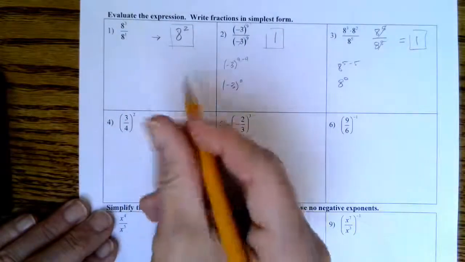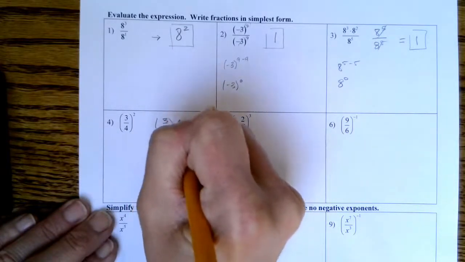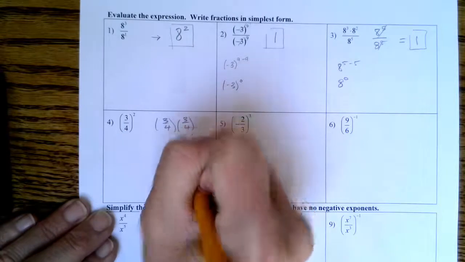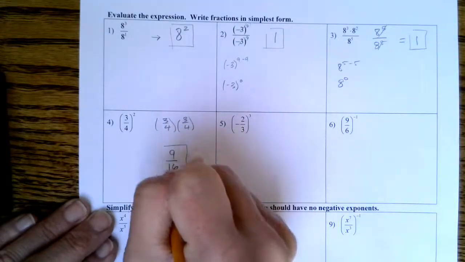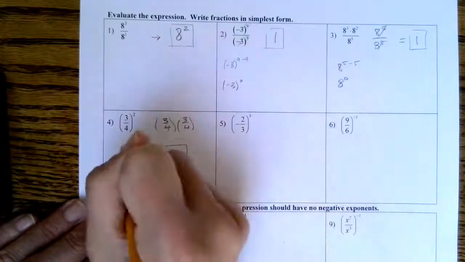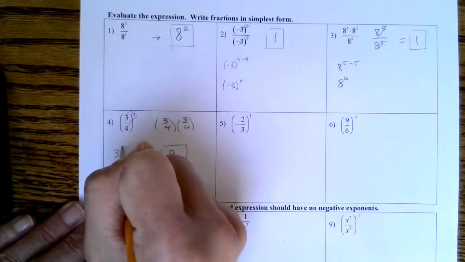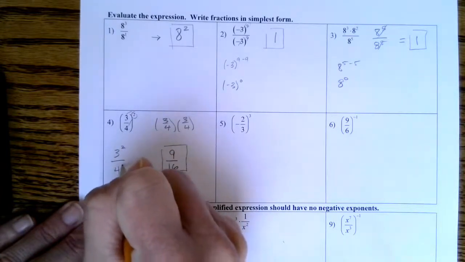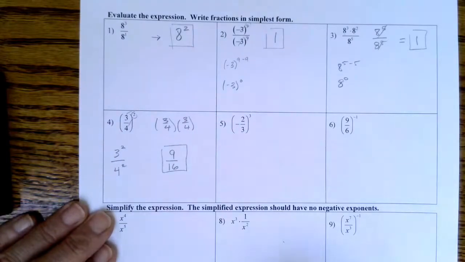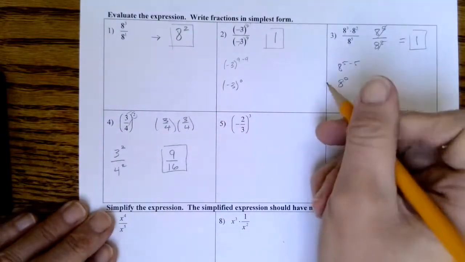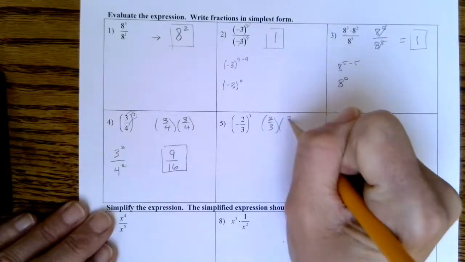3/4 squared, so that's like having 3/4 times 3/4, so we'll go ahead and call that 9/16. If you want to do the power rule, this power is shared to both parts, so that's 3 squared over 4 squared, and that's how I get 9/16. There's more than one way to do so many of these. When in doubt, you can always write it out.